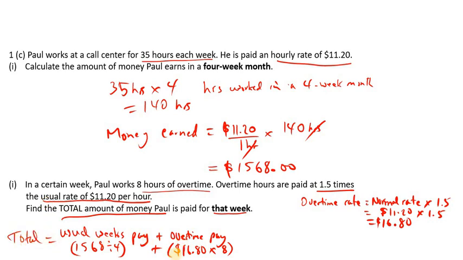So that will be what? Let's calculate. 1568 divided by 4 is 392 per week for the normal rate, and then we're going to multiply 16.80 by 8 to get the overtime pay, and that's 134.40, and so the total pay, when adding those together, we'll get $526.40.